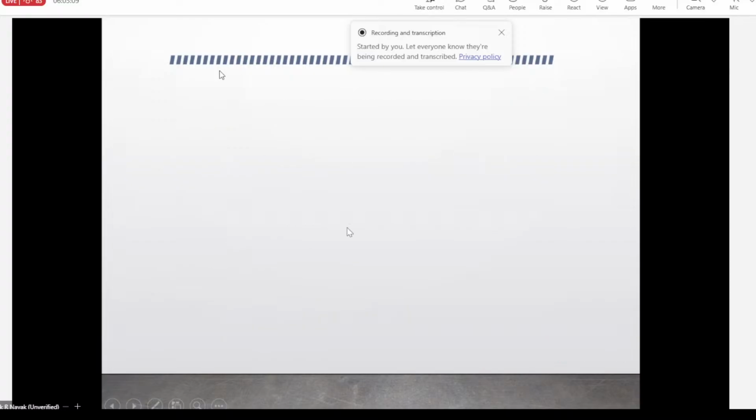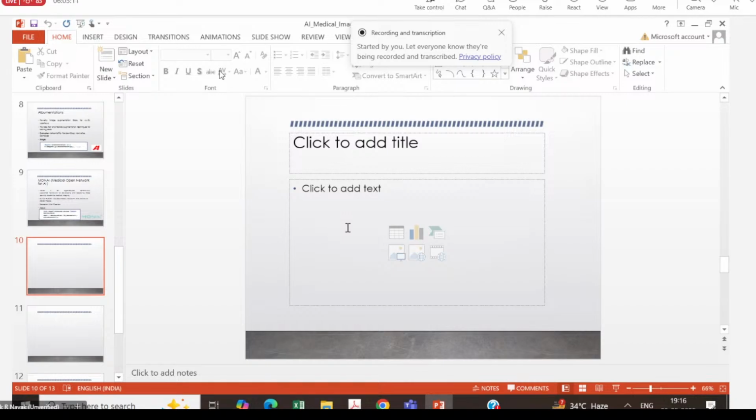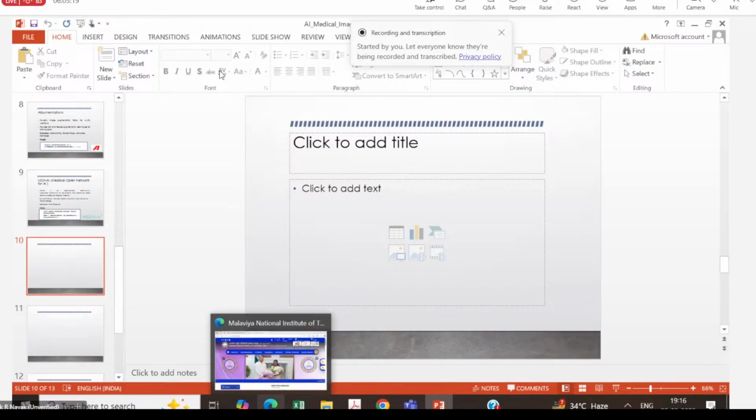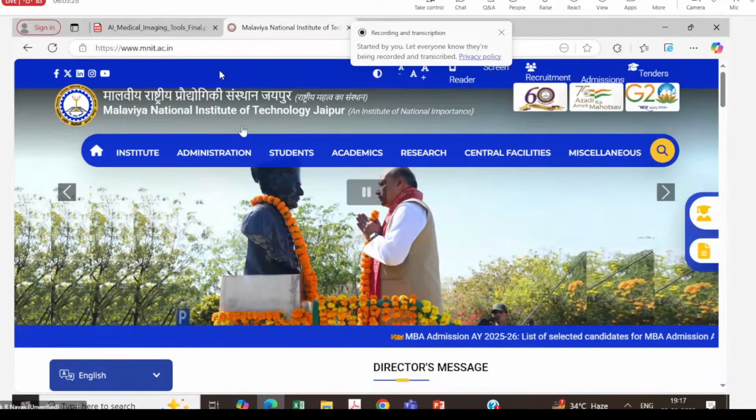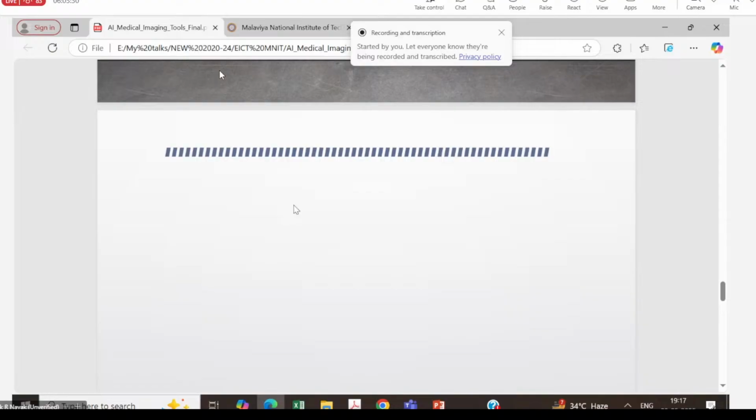Okay, so before I show you the demonstrations of the techniques which we have discussed, let me first show you something very important: what are the implementation setups? What are the steps to be followed to implement any particular problem related to medical imaging, right?